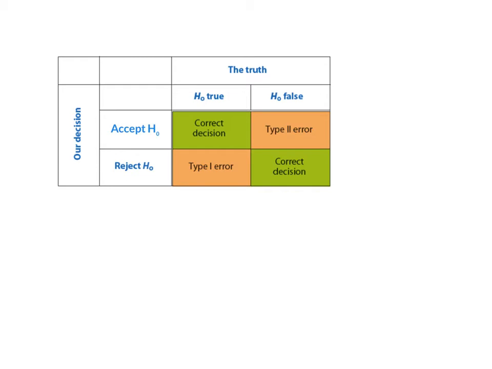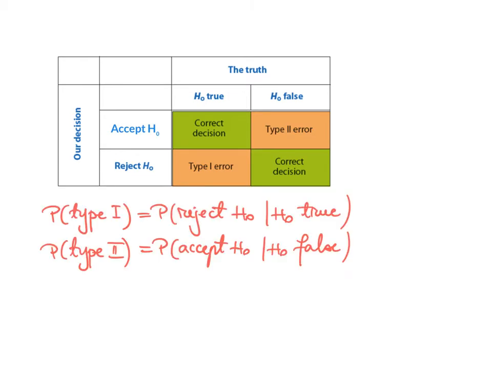The way I remember them is: probability of a type 1 error is the probability of rejecting H0 given that H0 is true. And probability of a type 2 error is the probability of accepting H0 in the case when H0 is false. We need to learn these two by heart because they are not in our formula booklet.